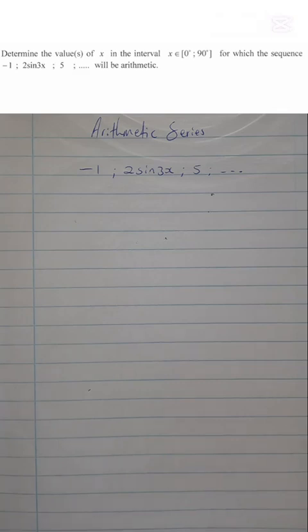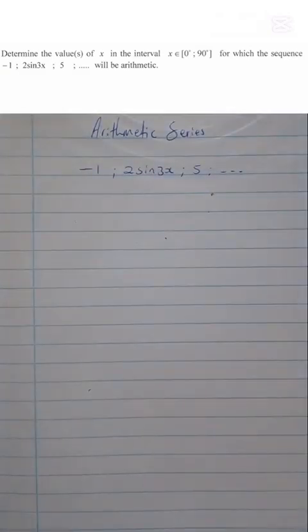So the first thing that we know about the arithmetic sequence or the series is that there is something that we call the constant difference, right? So that means that t2 minus t1, the second term minus the first term, is going to be equal to the third term minus the second term, right? Formally, the difference between the second and the first term is going to be equal to the difference between the third term and the second term, and so on, right?